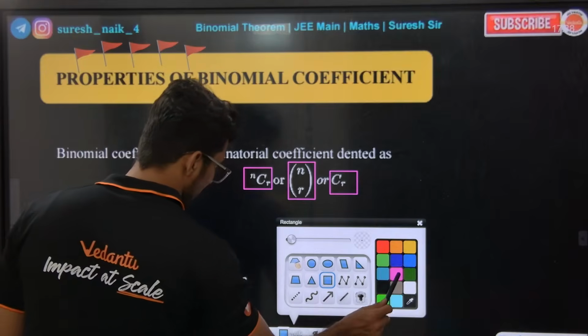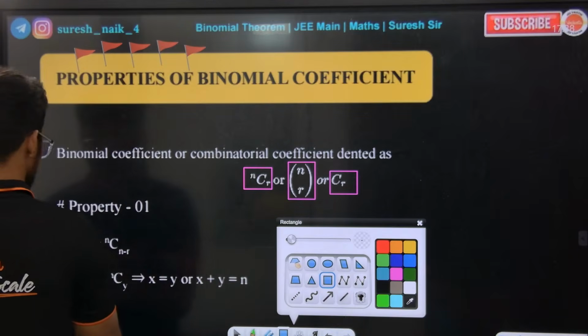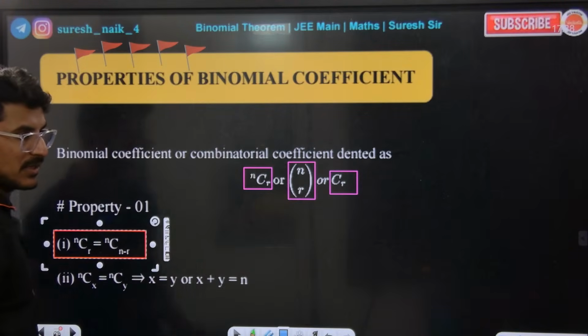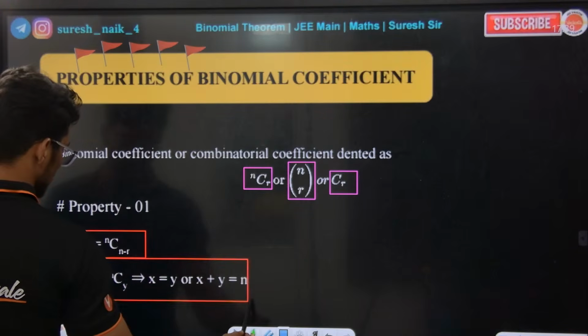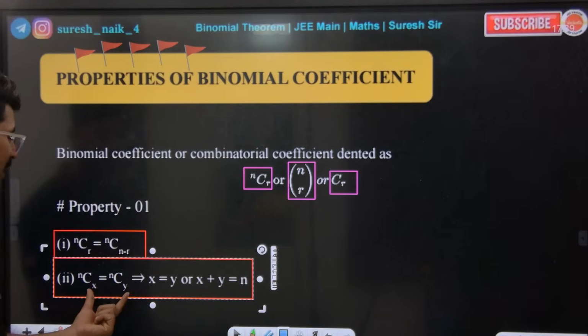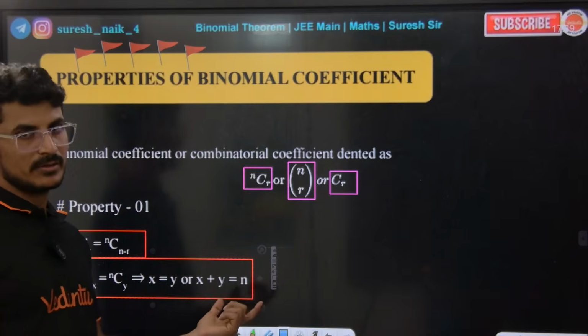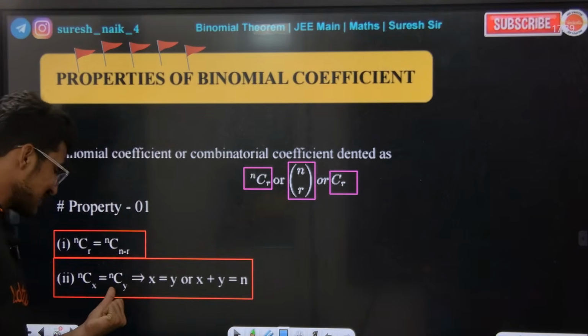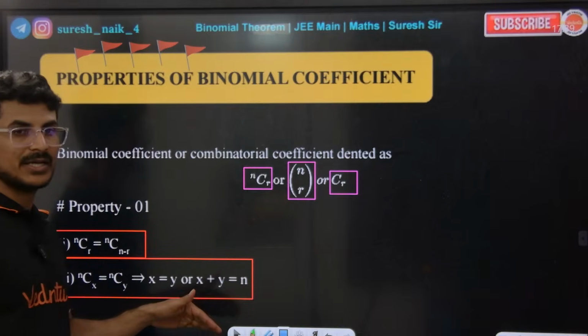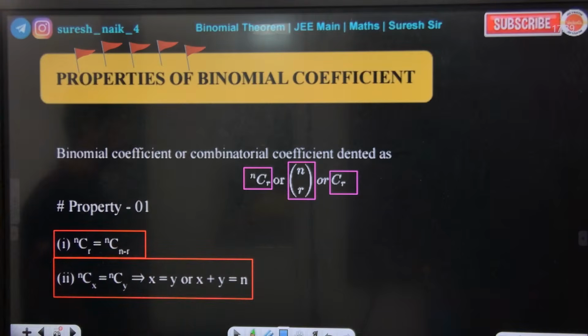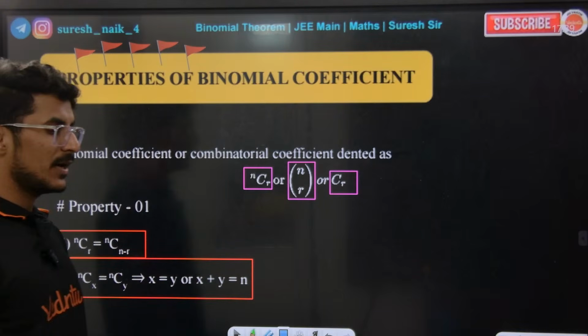The first property, number 1: NCR can be written as NC(N minus R). We know this. Yes or no? NCX and NCY both are the same only if X and Y are equal, and N can be written as X plus Y. Only if X and Y are equal or N value is equal to X plus Y, this property will be useful, otherwise not. Okay? Yes sir.